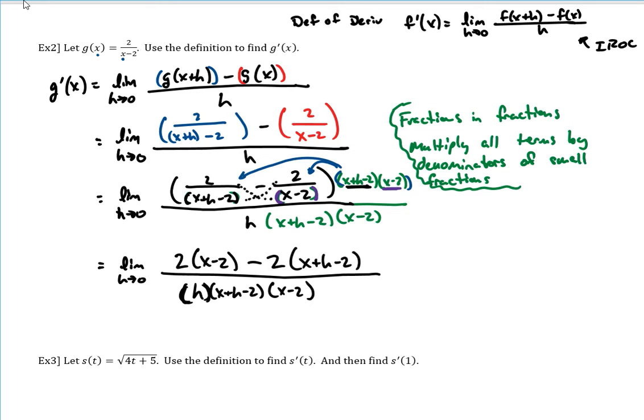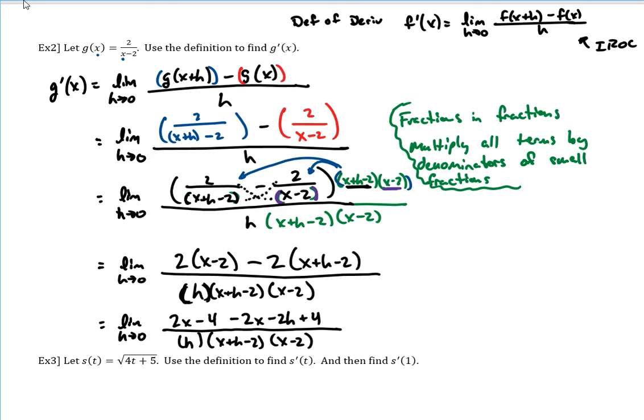And then now what we'll do is just distribute. So now it becomes the limit as h goes to 0 of 2x minus 4, and then minus 2x minus 2h plus 4. Okay, so I distributed the negative 2 through, and then the denominator is still the same. Usually we just leave that alone like that.